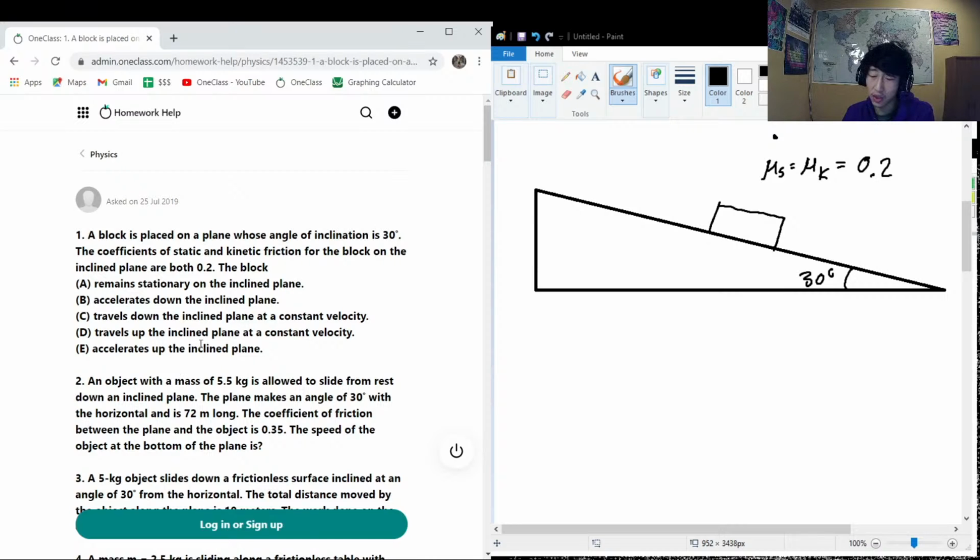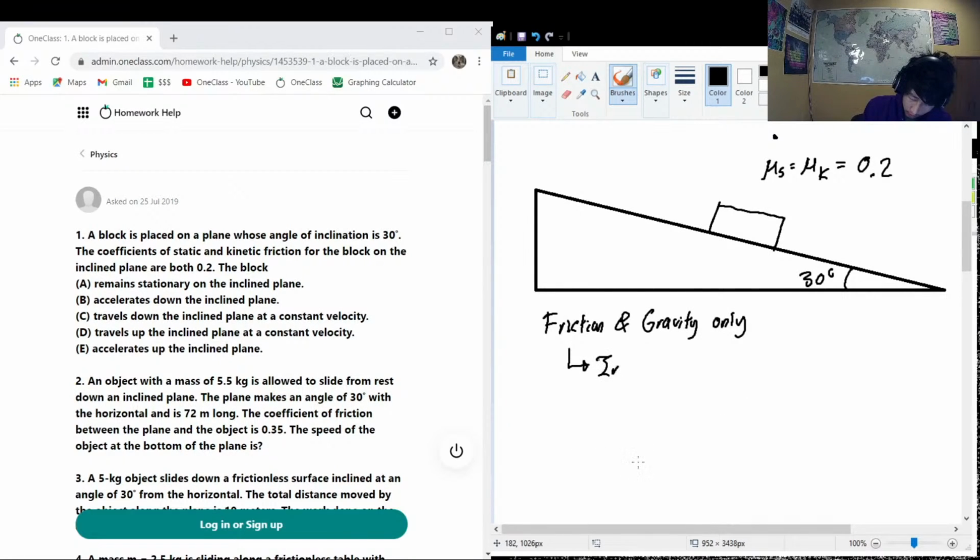Okay, so the first things that we can disqualify is that there is no mention of anything that would cause an upwards force. The only forces that appear to be valid in this situation are friction and gravity. So friction and gravity only. Impossible for the block to go upwards.